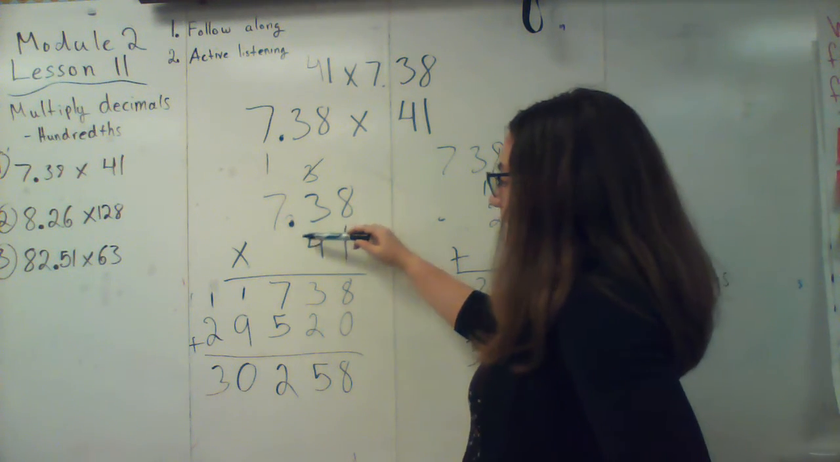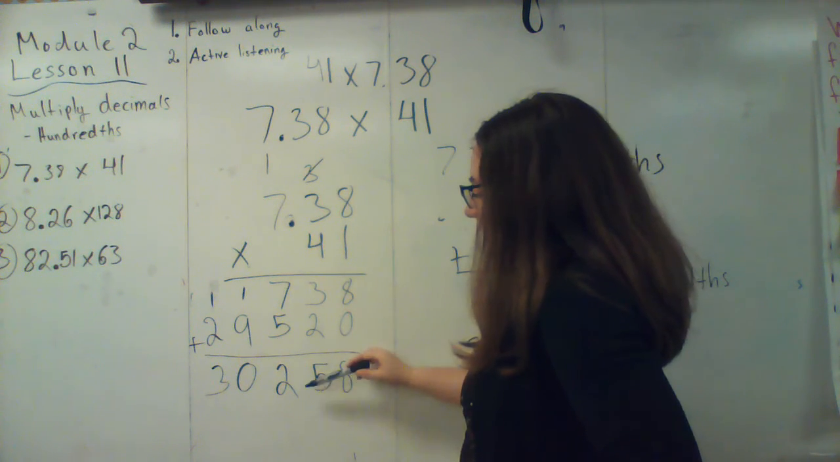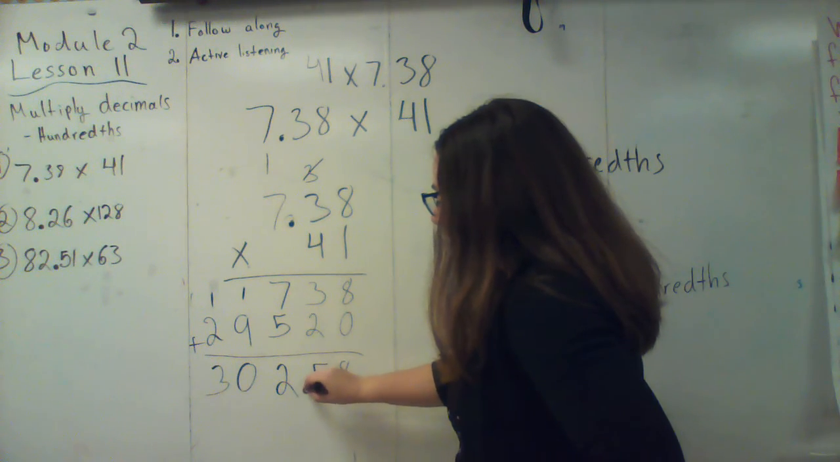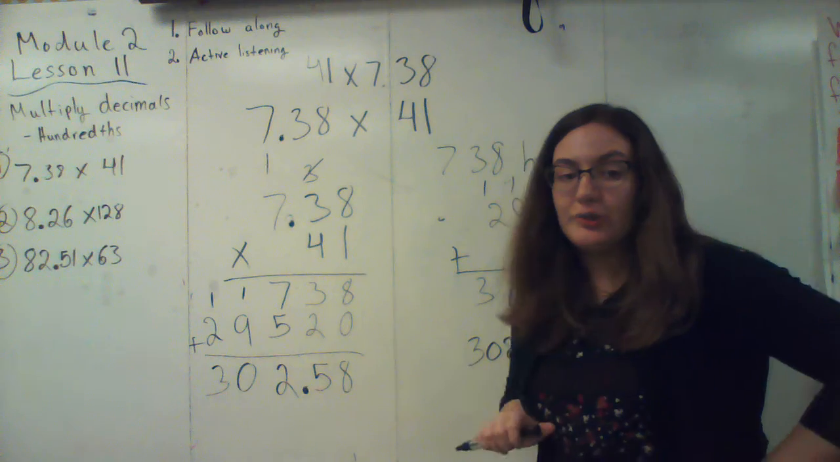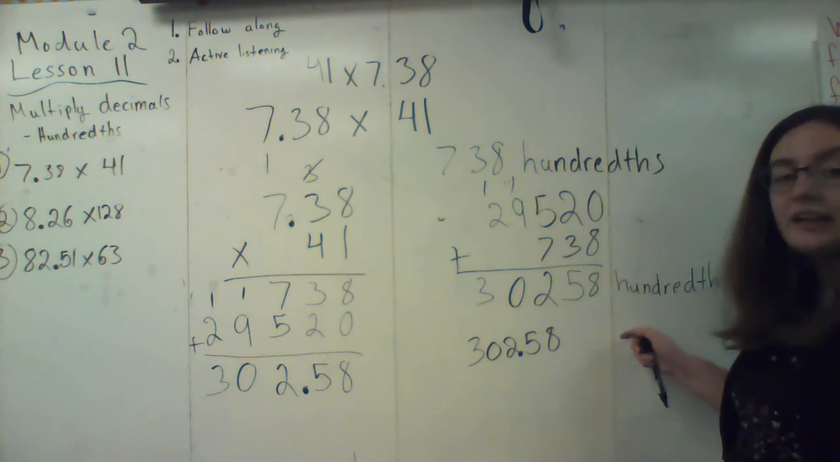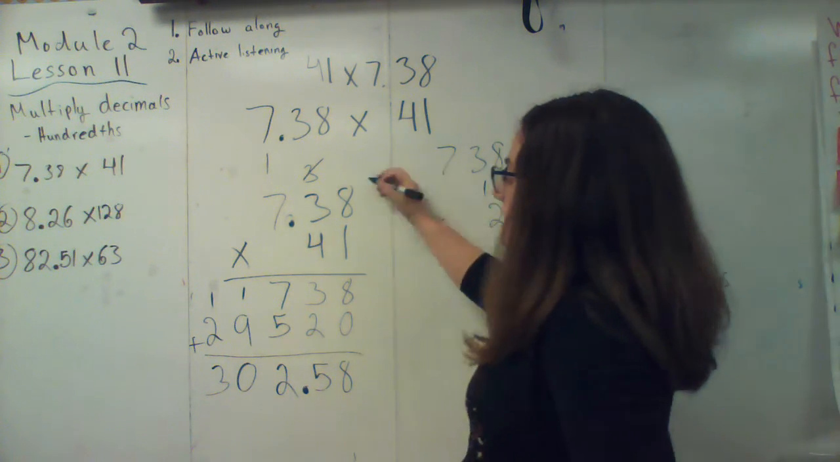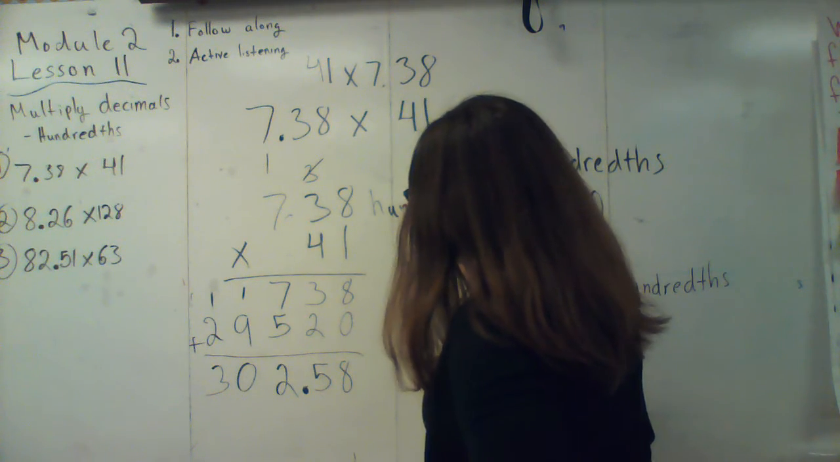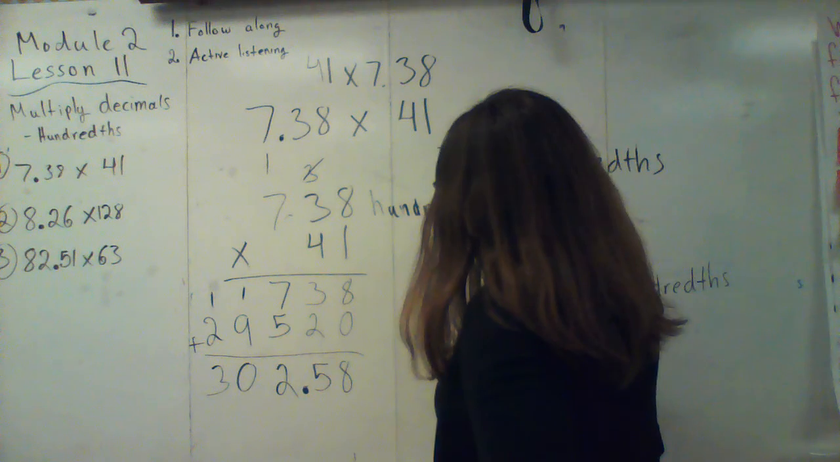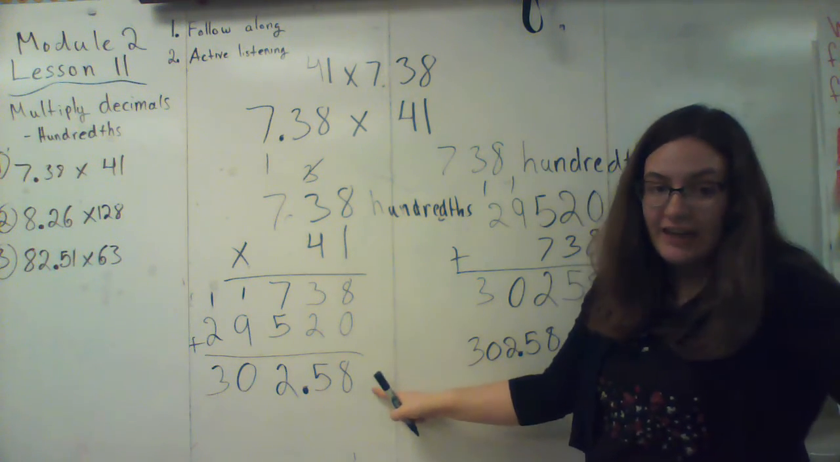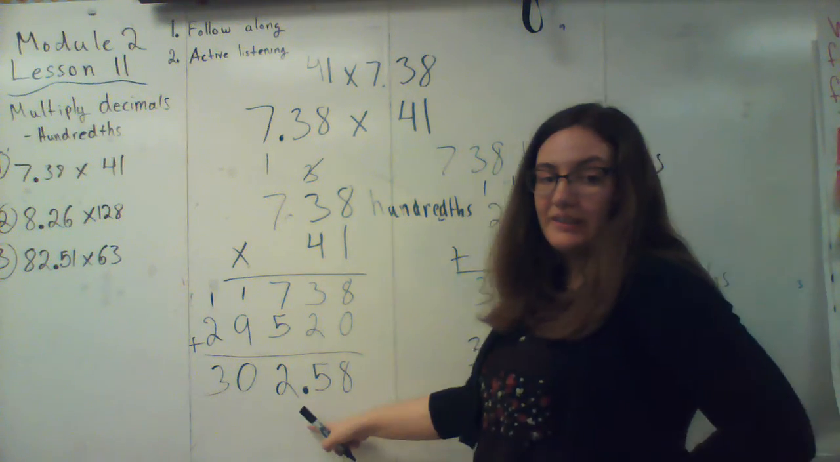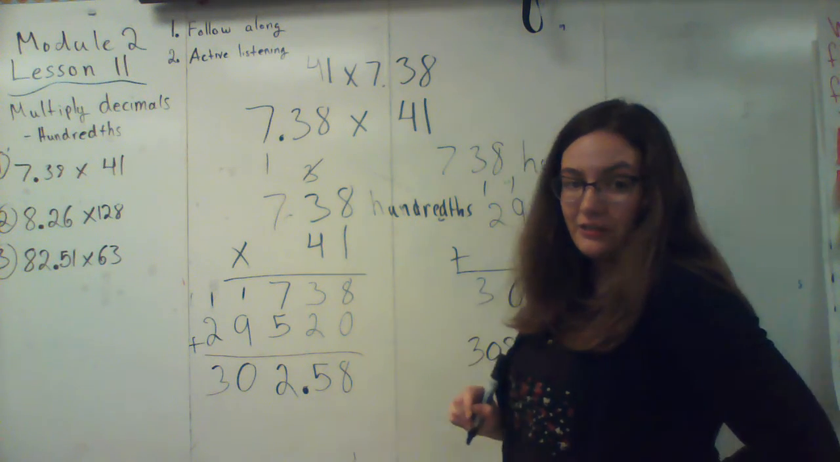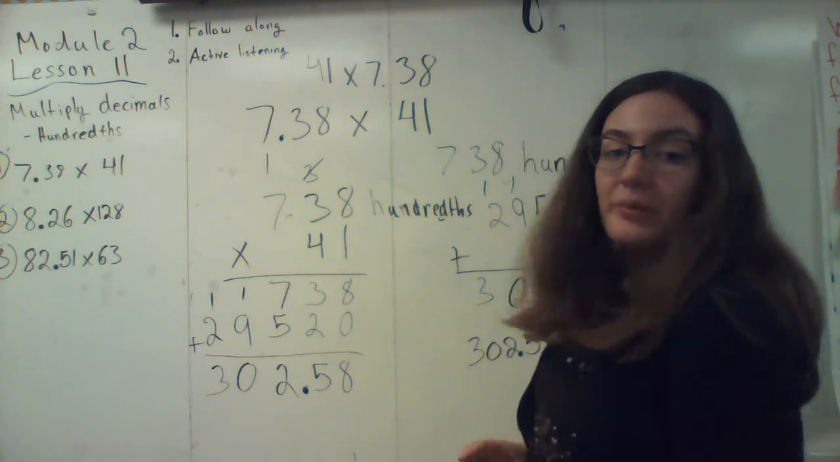So my decimals are here, and it needs to be 2 digits over. So my decimal will be right in between my 2 and my 5, just like it was over here. If that helps you, you can also write the units next to this instead of having the decimal there. You can remember that this is hundredths. So that when you get down to this final answer, you know that this 8 is in the hundredths place, and you have to have your decimal right there. So that is our first problem.